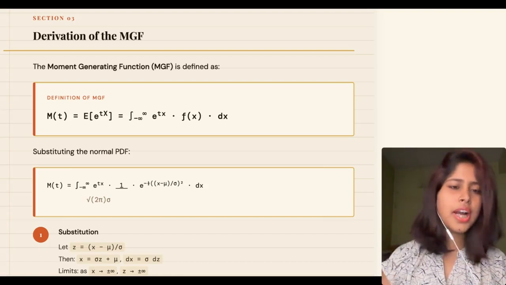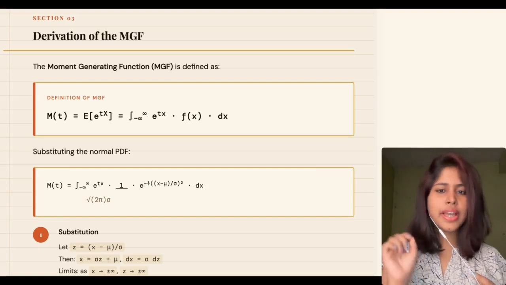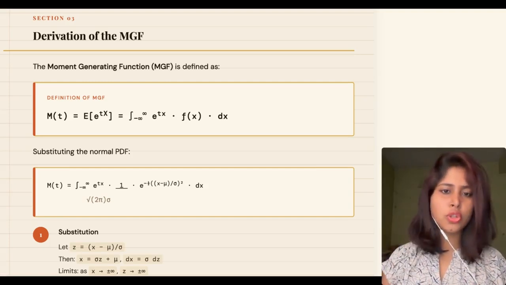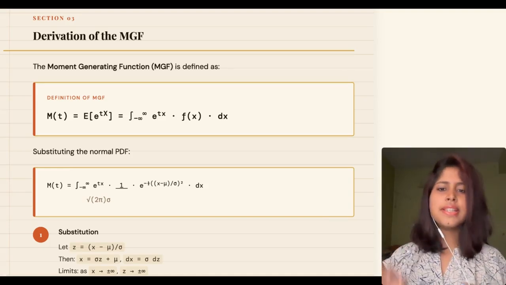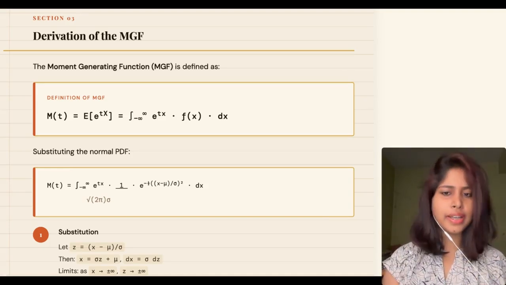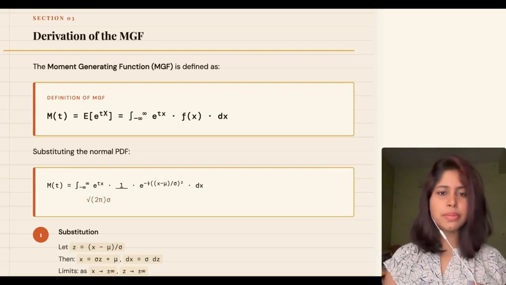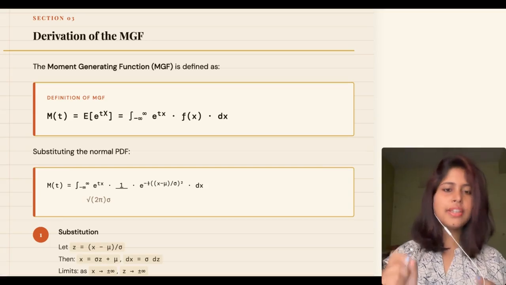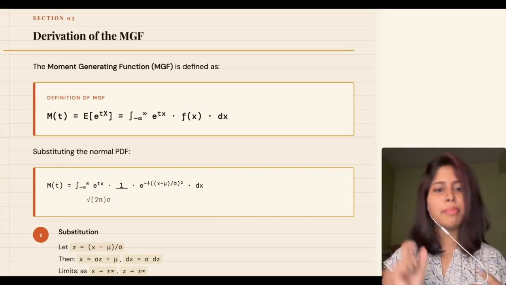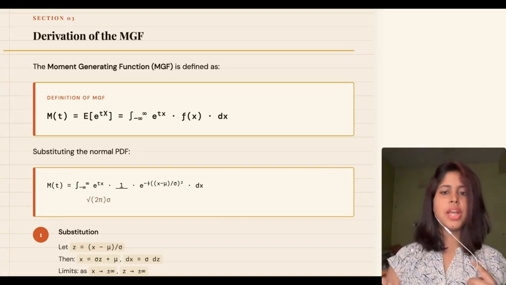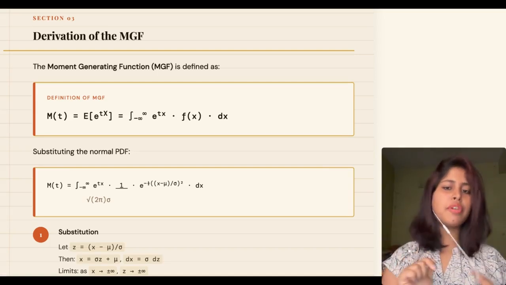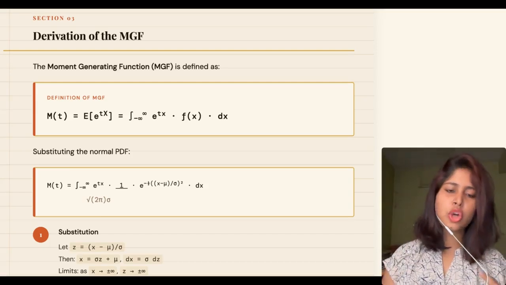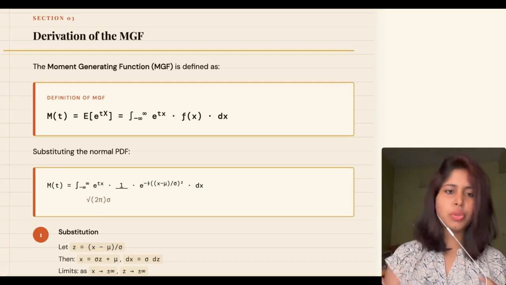Okay. Now here I just wanted to show you what the MGF is and how it is defined. M of t, also you can write M_X(t), is written as the expectation of e to the power tX. Here it is a continuous distribution, so we will write it as the integral of e to the power tx times f(x) dx from minus infinity to plus infinity. Then what is that f of x? F of x is the PDF, right? So we will just substitute the normal PDF and then we will go on.